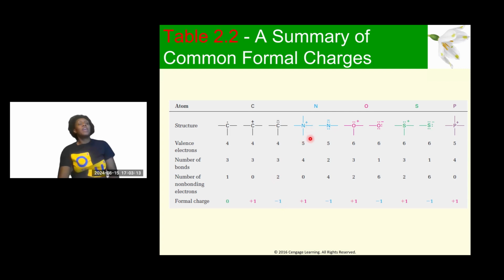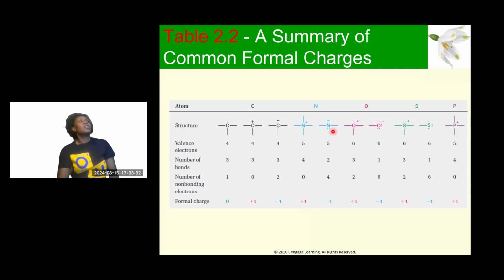All right, let's try a different atom. Let's look at nitrogen. Nitrogen has 5 valence electrons. If I'm looking at this nitrogen drawn here, I have 1, 2, 3, 4 bonds, no electrons. So 5 minus 4 gives you 1. And if you notice, the formal charge of nitrogen is +1.